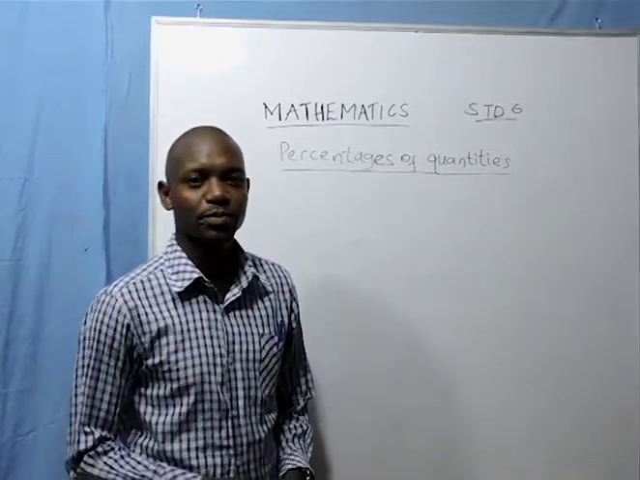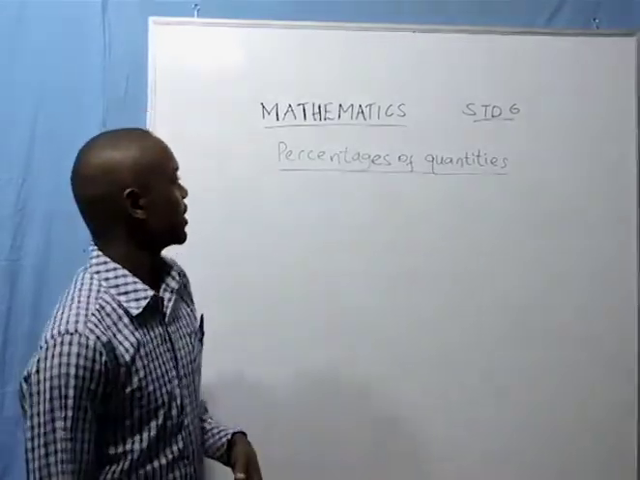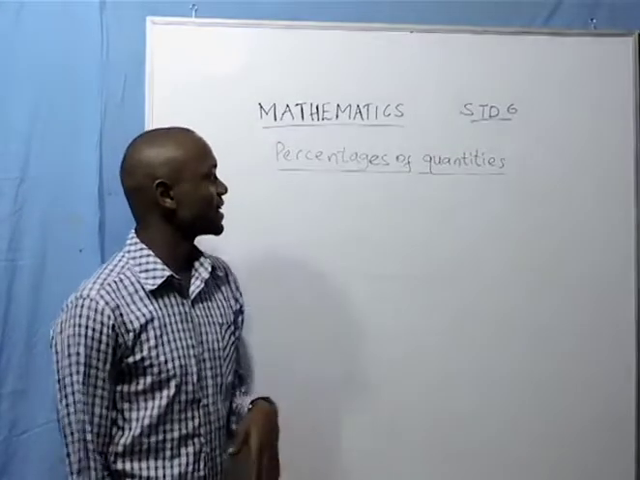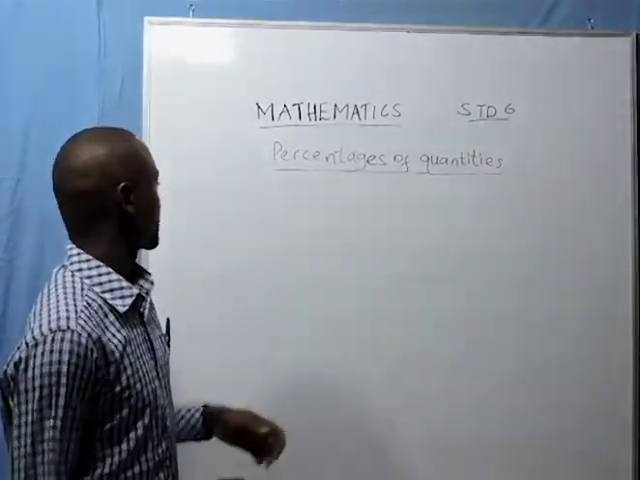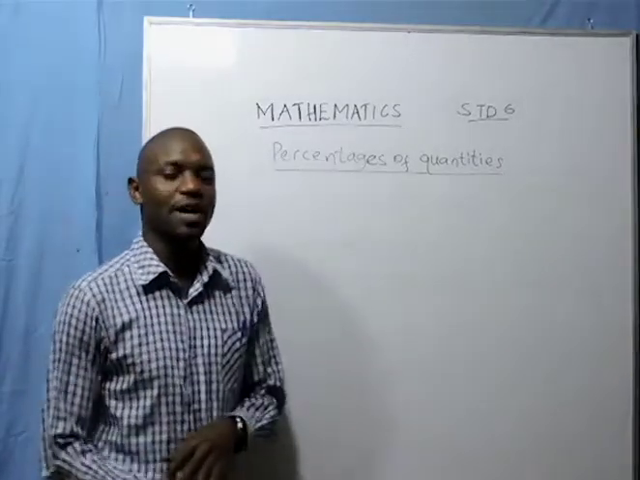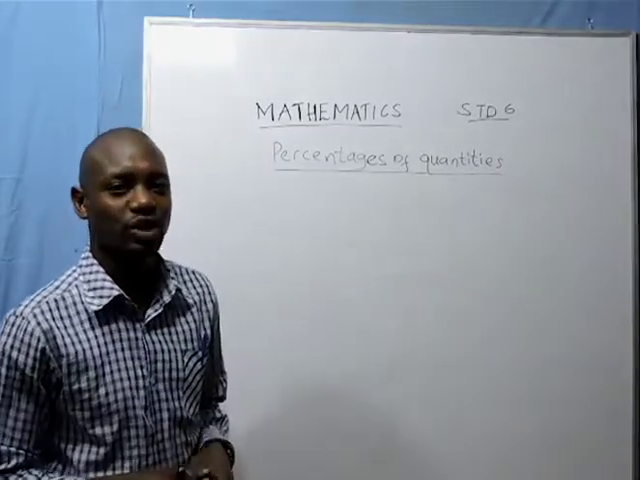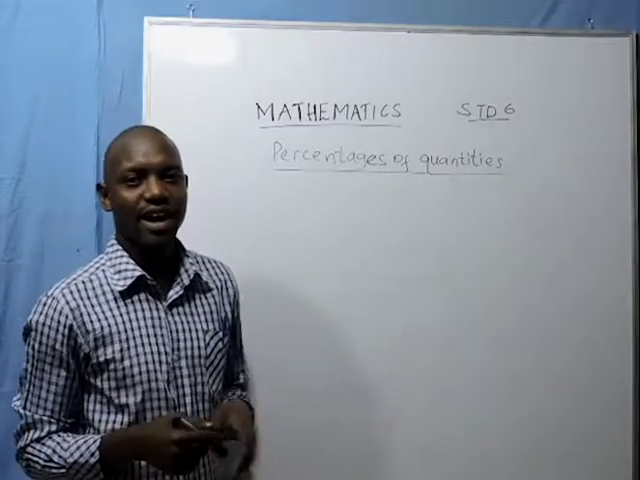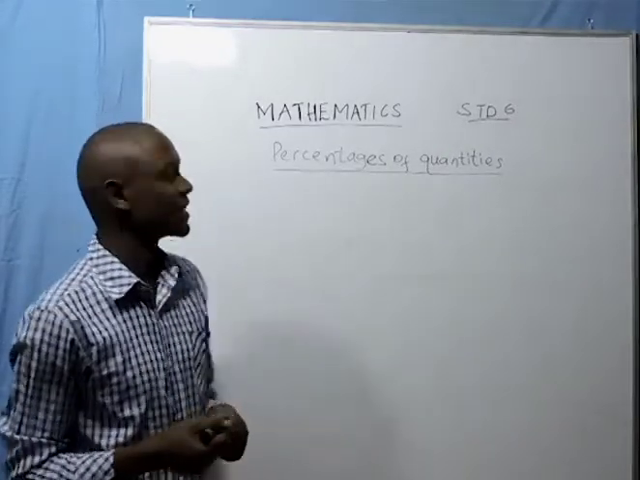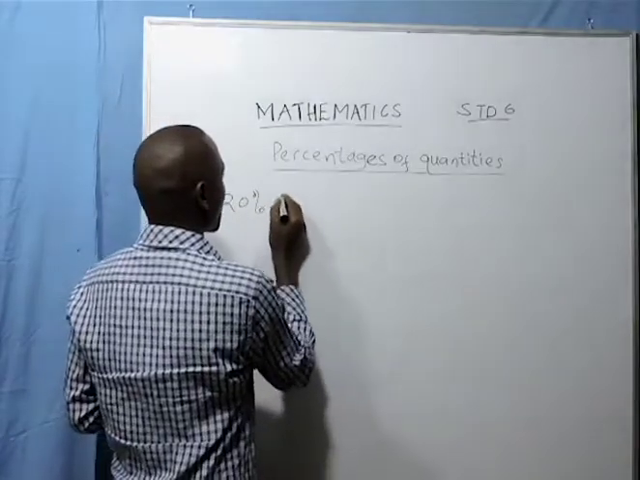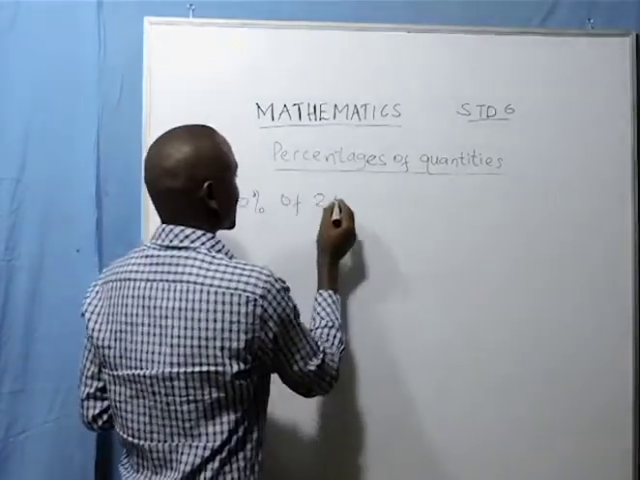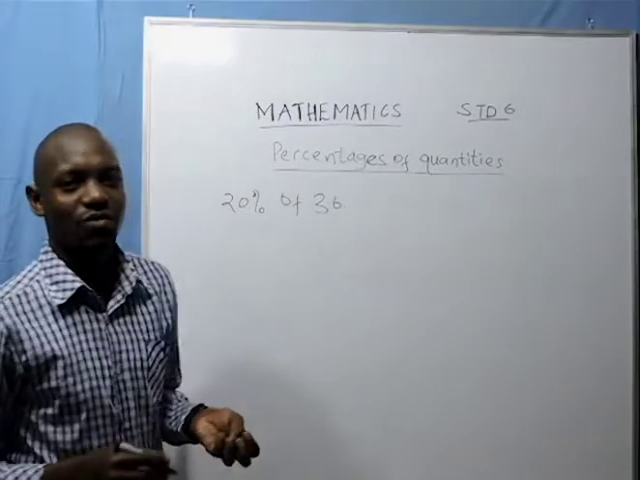Hello class 6 pupils, welcome to today's lesson. Today I want us to look at percentages of quantities. Sometimes you're going to be taught to express a percentage of a certain quantity. For example, there are 36 pupils in a class. So, what is 20% of 36?